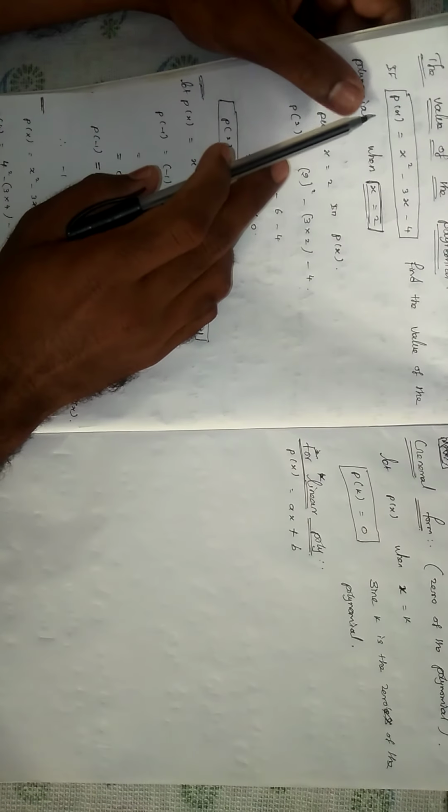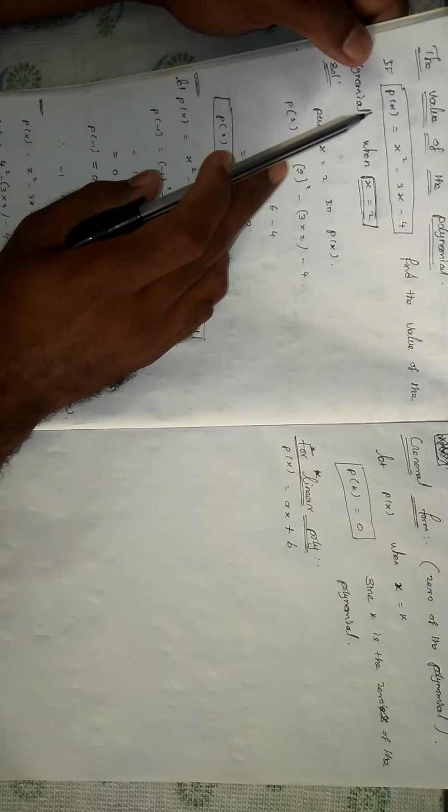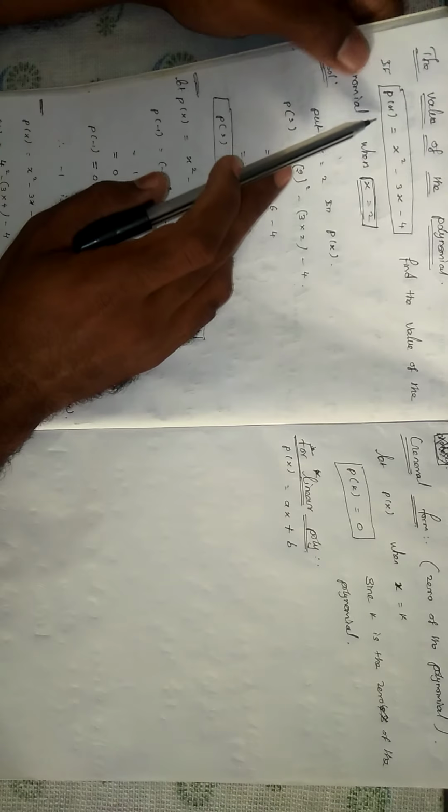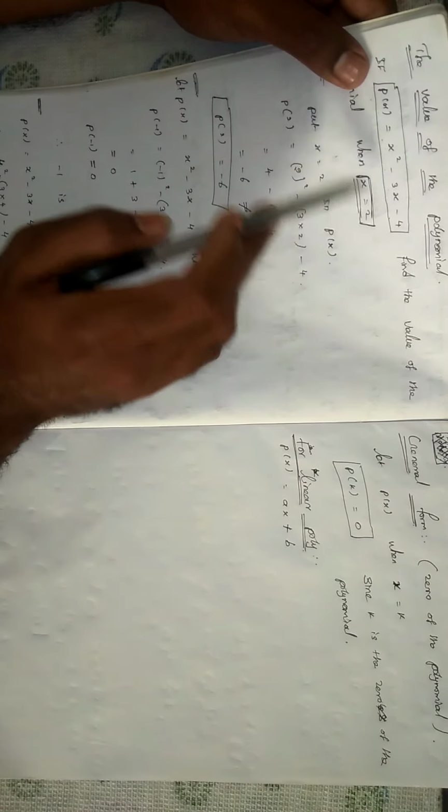Next, the most important topic is the value of the polynomial. Now, when they give one polynomial and they give the variable's value, we should find out the whole polynomial value. Right? For example, see here. I just consider p of x is a polynomial. Whenever they give any expression, any polynomial, we should take p of x. That x should be a variable. So p of x equal to x squared minus 3x minus 4. That is the given polynomial.